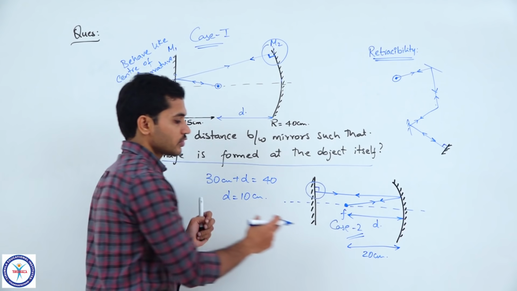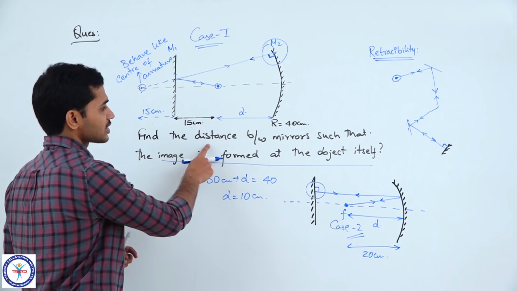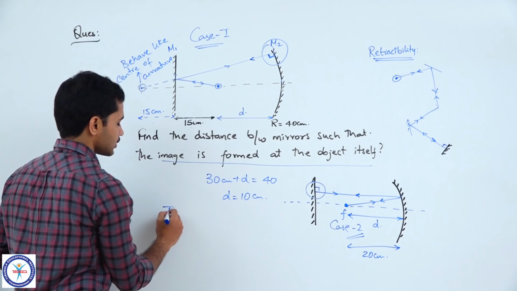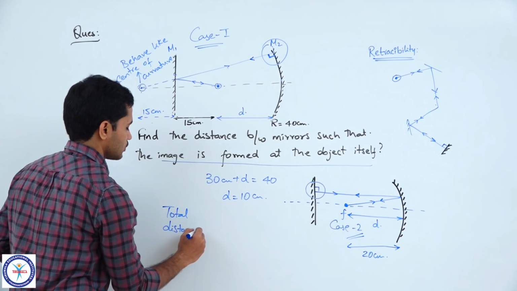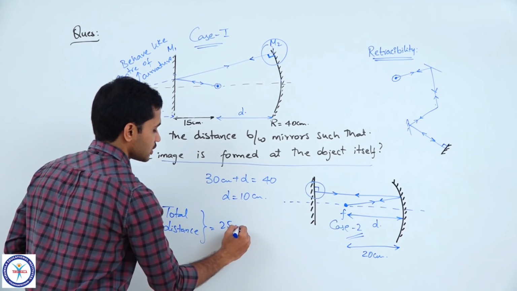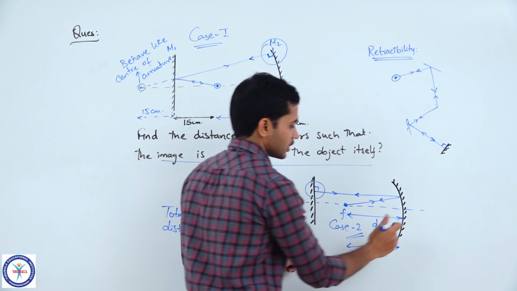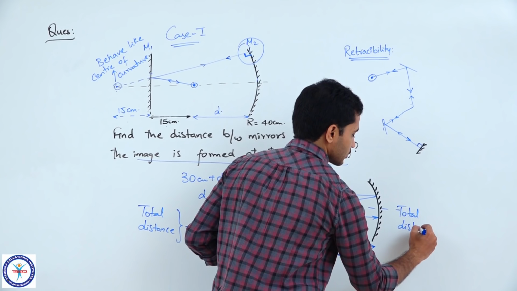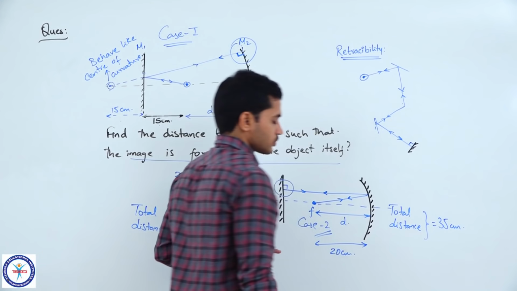Is that clear? So, if this is 20, they are asking us to find out the distance between the mirrors. Okay, even in this case, they are asking us to find the distance between the mirrors. So, total distance in this case is d plus 15, which is 25 centimeters, and total distance in this case will be 20 plus 15. So, in this case the total distance is 35 centimeters.